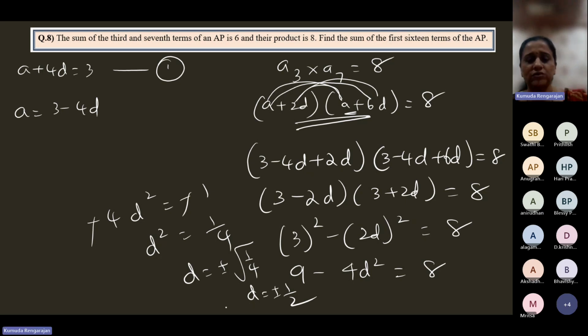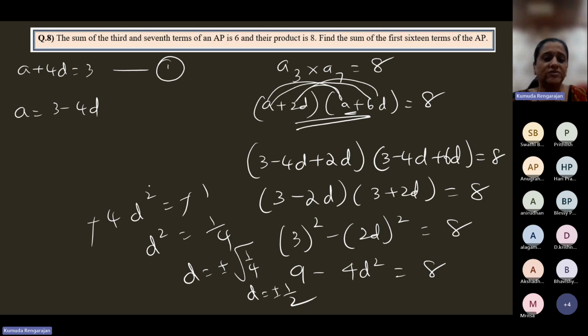Common difference can be positive or negative. It can be a fraction. It can even be 0. So the common difference is plus or minus 1 by 2. Now you should substitute this because we need to find the values of A and D. We found D. We've got two values for D and both are acceptable. You cannot say minus half is not possible, or plus half is not possible. Both the values of D are acceptable, so you cannot reject any of them.